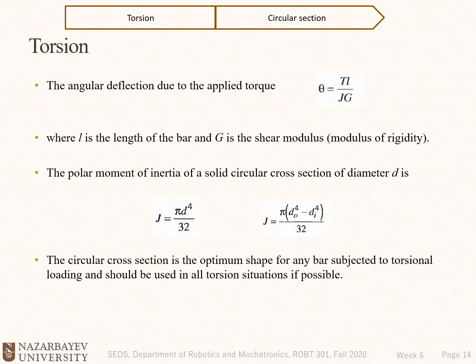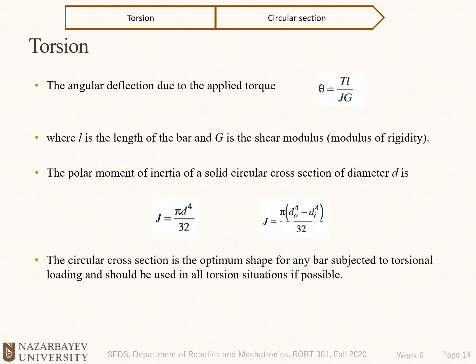The angular deflection due to the applied torque is theta equals TL divided by GJ. T is again the applied torque, J is the polar moment of inertia, which is constant, G is the modulus of rigidity, also constant, a mechanical property, and L is the length of the beam. So L is the length of the bar and G is the shear modulus, or modulus of rigidity.